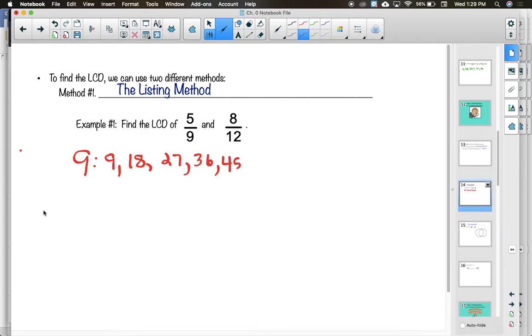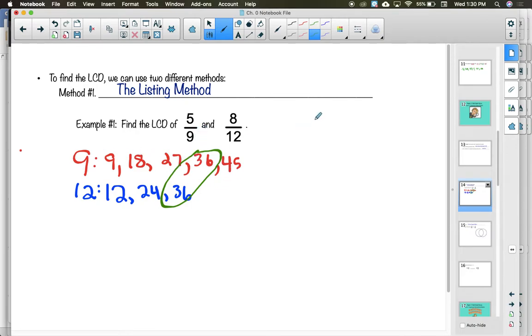Next, we'll do 12. 12 times 1 is 12. 12 times 2 is 24. 12 times 3 is 36, and I can stop there because I can see that I have a multiple in common in both lists. So that's going to be my least common multiple, or in this case, my least common denominator. Okay? And if I want to take these two fractions and turn them into common fractions with that common denominator, I can use my listing method to help me with that.